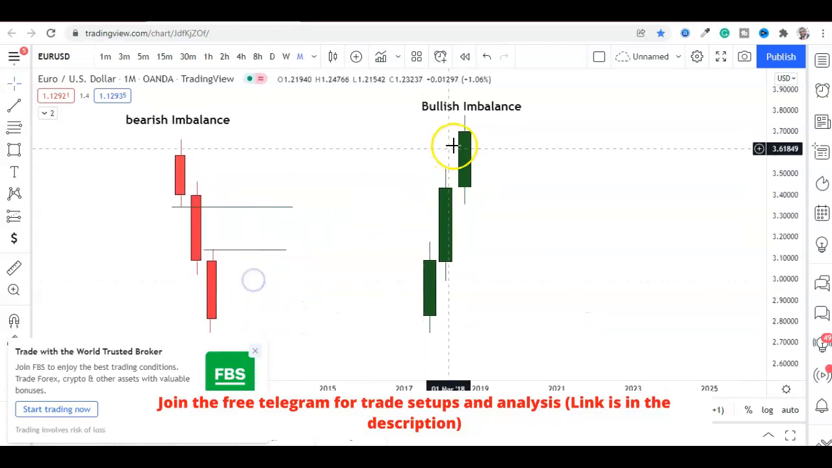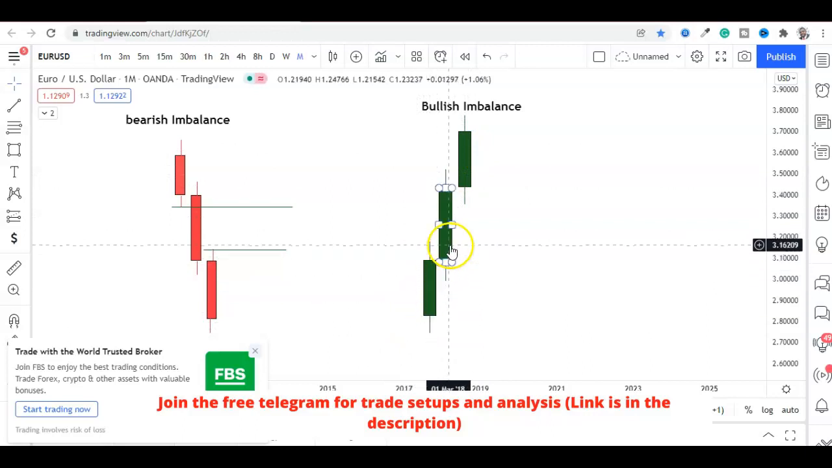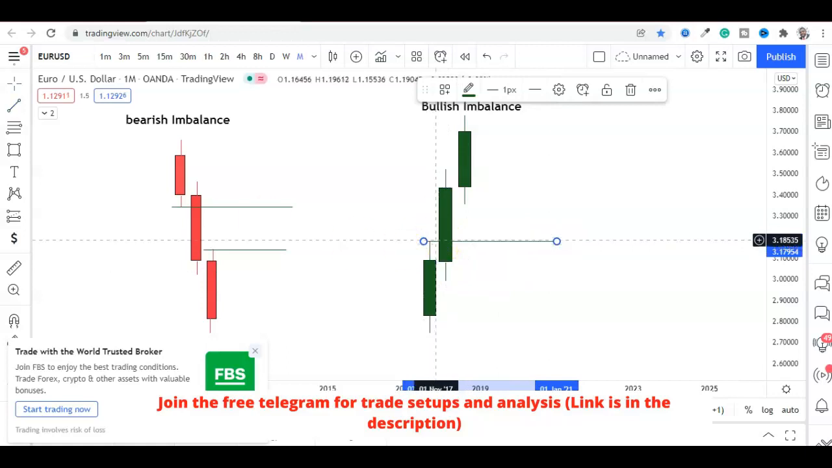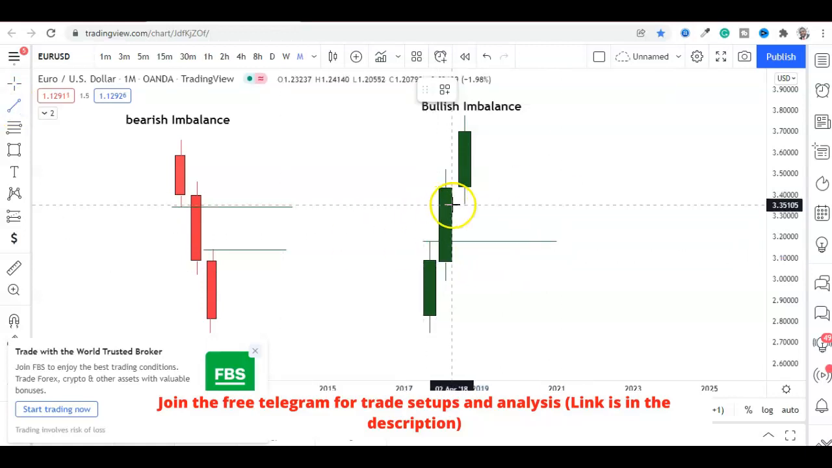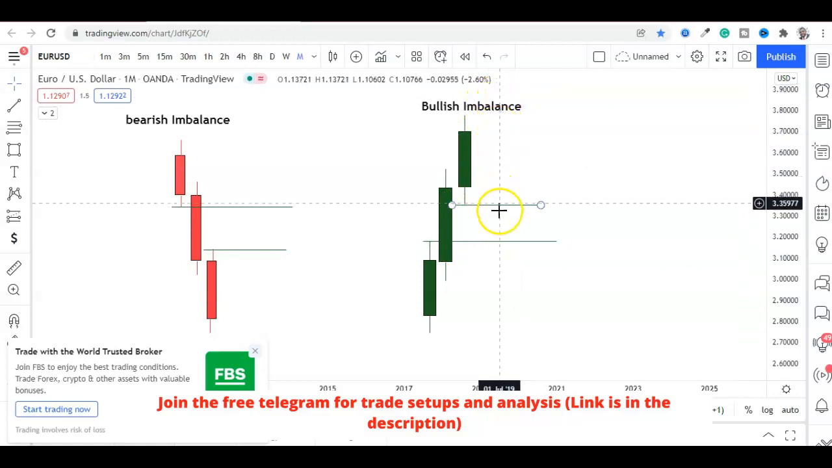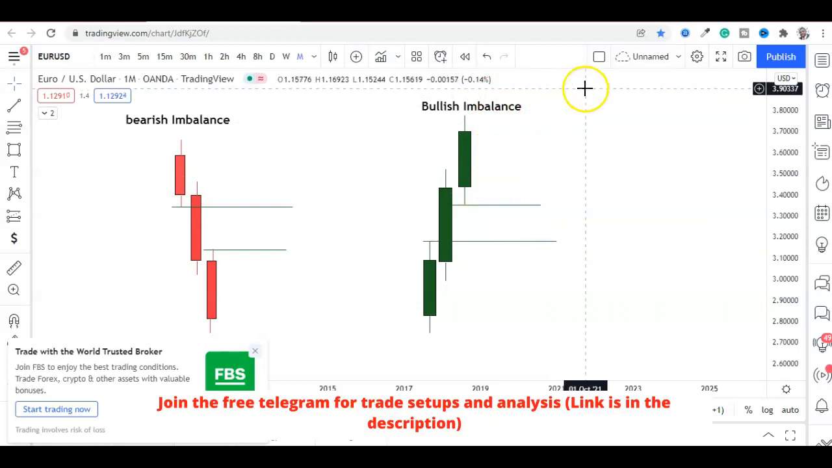Now let's look at the bullish. For bullish imbalance, you also identify three candles: the first, the second, the third. Now you look for the gap between the first and the third candle. In this case, the high here and the low here. The difference there is the imbalance. This is the gap. So in the future, we expect price to trade back into this imbalance, where we are going to look for our trade.